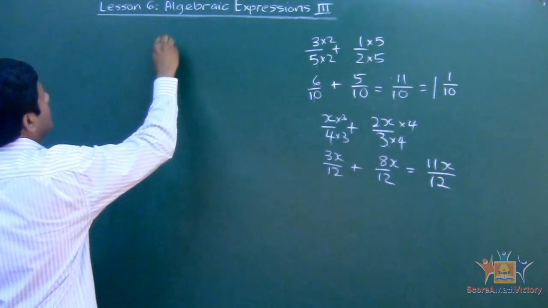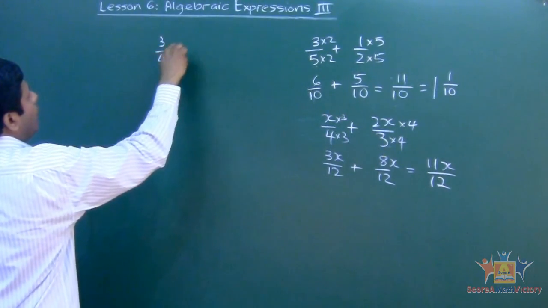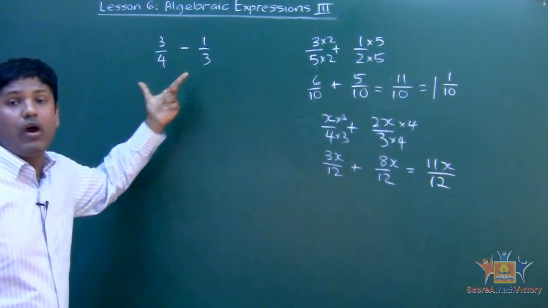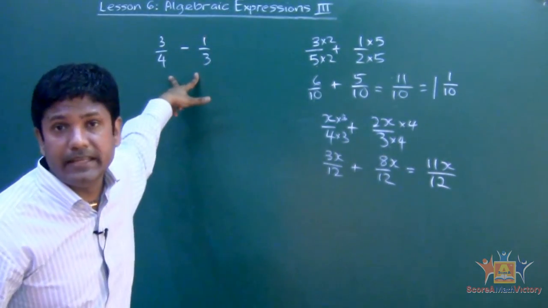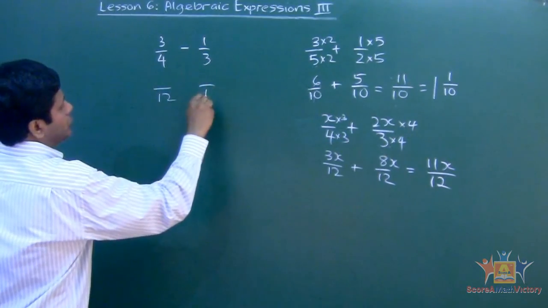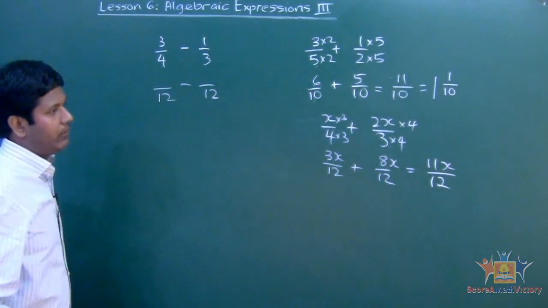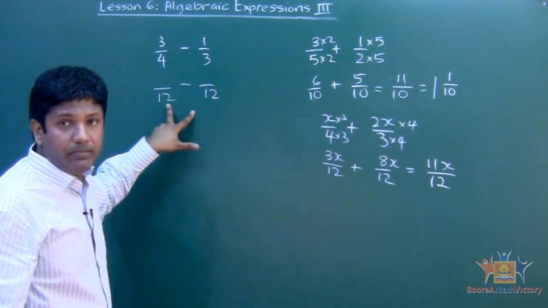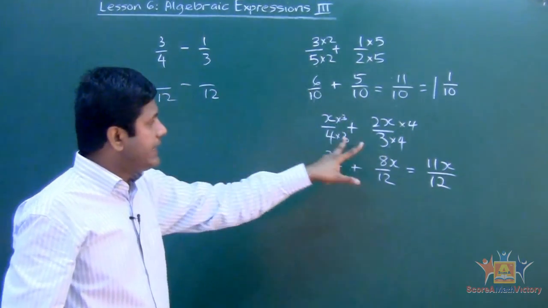Let's say I were to give you 3 over 4 minus 1 over 3. Can I subtract this? No. Why can't you? Because they don't have a common denominator. So you have to make a common denominator, which will be 12 and 12. In order to subtract, they have to have a common denominator, just like addition.